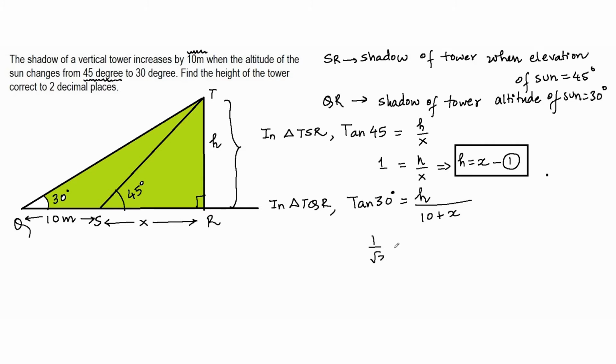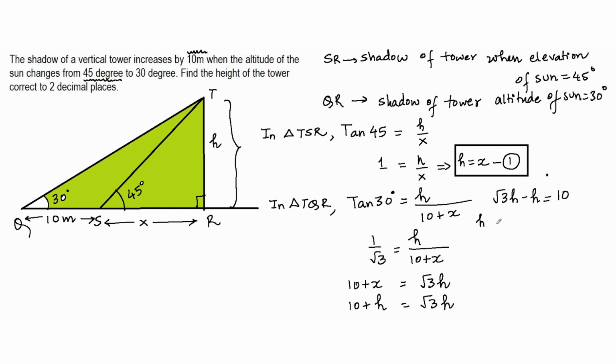Tan 30 is 1 by root 3. So 1 by root 3 is equal to H by 10 plus X. Cross multiplying, 10 plus X becomes root 3 H. Now substitute X as H. Therefore 10 plus H becomes equal to root 3 H. And this implies root 3 H minus H is equal to 10, which means H multiplied by root 3 minus 1 is 10. And therefore H is equal to 10 divided by root 3 minus 1.